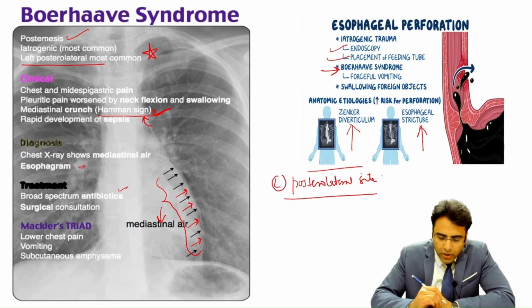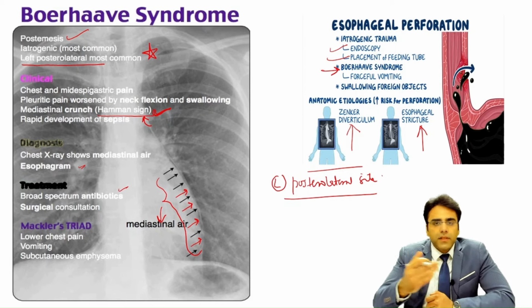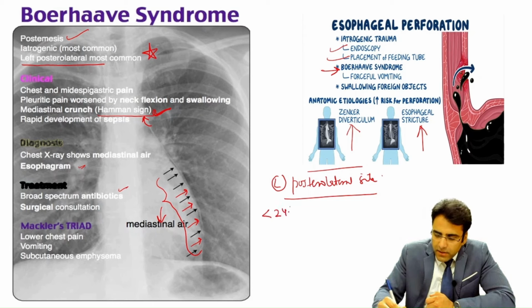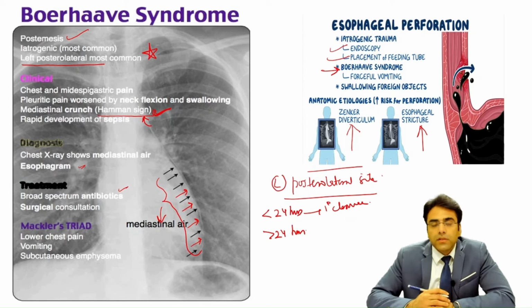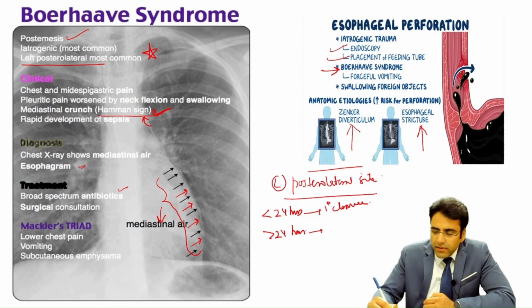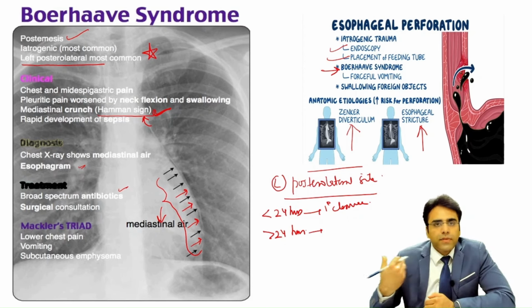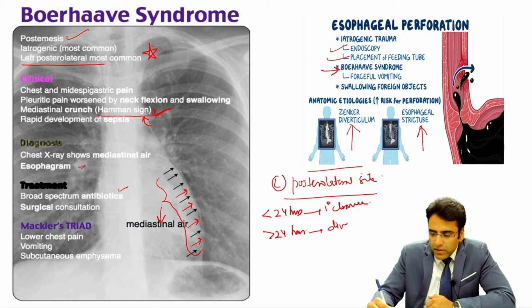Treatment is we start antibiotics, and if the patient presents within 24 hours of perforation, the primary closure can be done. And if the patient presents after 24 hours of perforation, that means there is enormous contamination, the patient is in sepsis, in shock. In that case, we will go for esophageal diversion, and later on we go for closure of the proximal and distal portion. So diversion esophagostomy is done if the patient presents late.